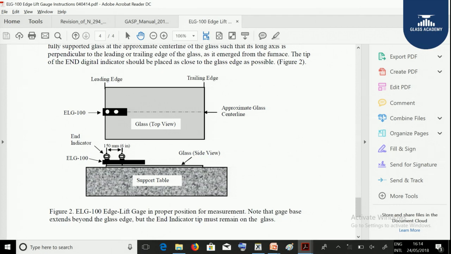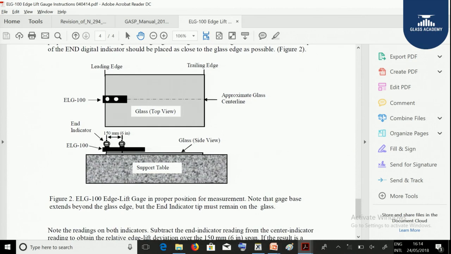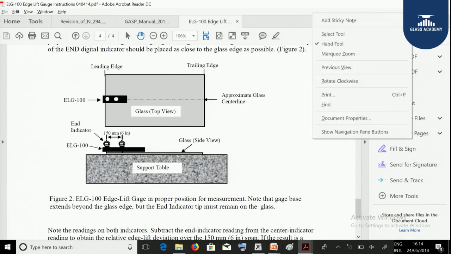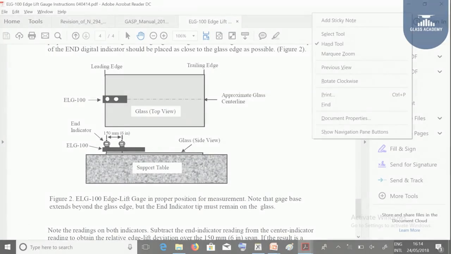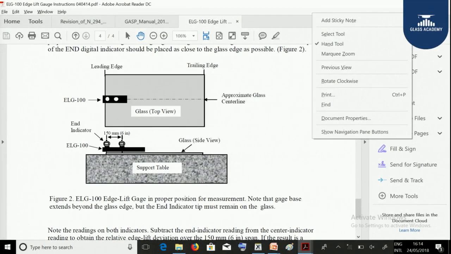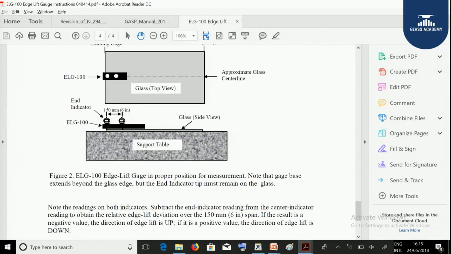So we need to first place this gauge on the leading edge, and we should make sure that the end dial gauge is matching at the end of the glass edge. We need to place this equipment at the center of the glass, and we need to move perpendicular to the glass surface, and we need to identify the readings we get, that is the readings on the center dial gauge as well as the readings we observe on the end dial gauge.